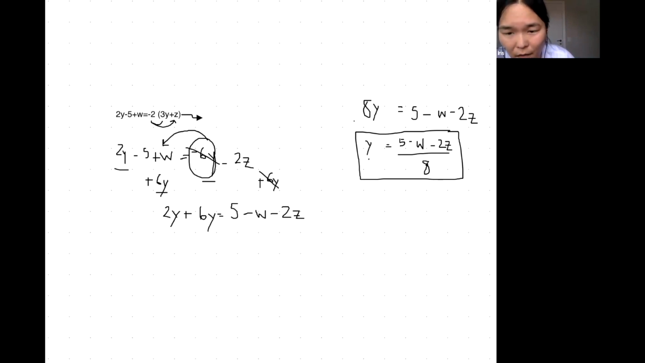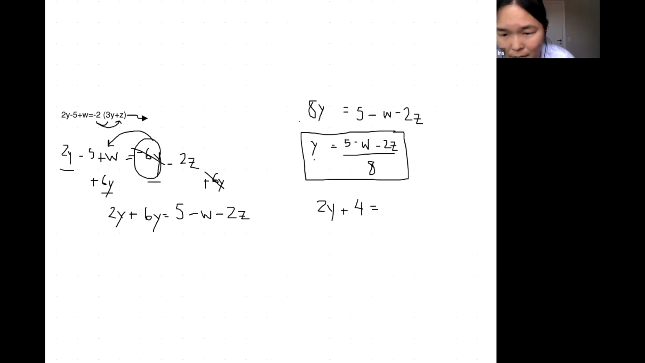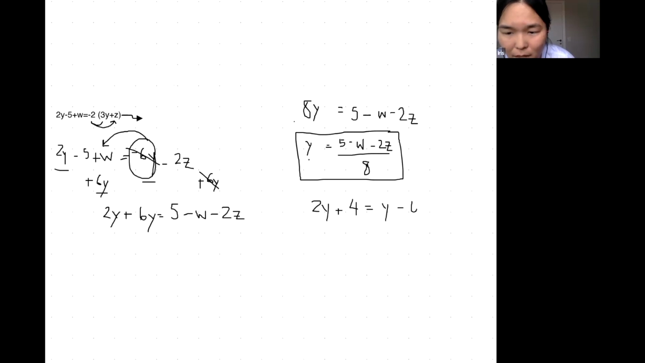But usually what you're going to have is something like this: 2y plus 4 equals y minus 6. So only y's and numbers, and then they will ask you to solve for y. So what would that look like to solve for y? That would be y equals -10? Did I do it right? I'm doing it in my head. I'm not very good at doing stuff in my head, actually.